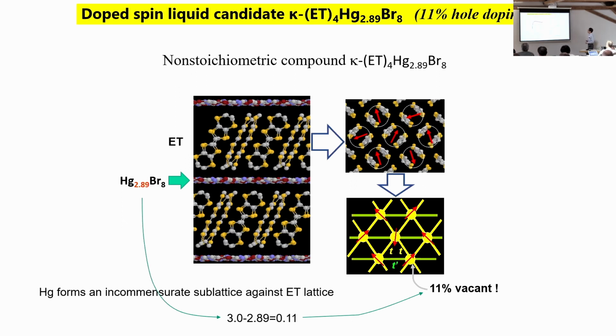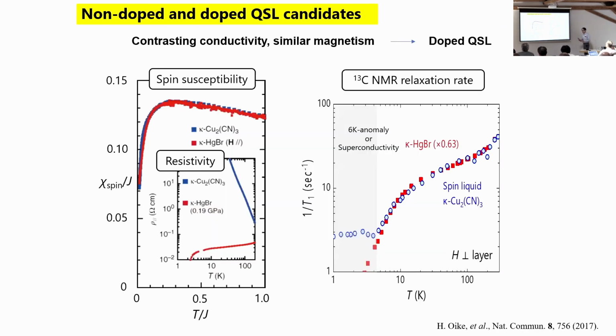Okay, let's compare the conductivity and magnetism of the two materials. The blue symbol shows the non-doped quantum spin liquid candidate, and the red symbol shows the doped material. Resistivity is completely different. The non-doped system is insulating, but the doped system is metallic, and then undergoes a superconducting transition below maybe 2 or 4 kelvins. So this is the doping effect.